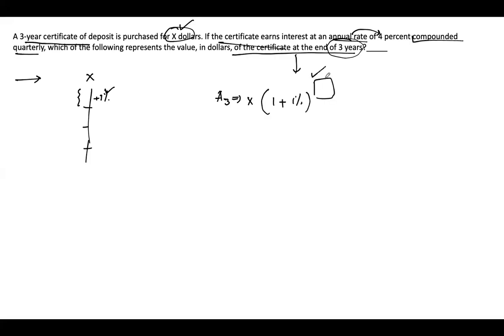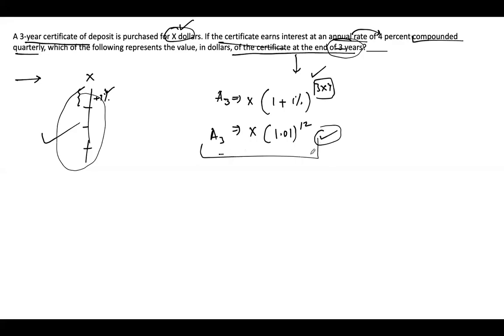of the number of compounding periods. In one year, there will be 4 compounding periods. With 3 years, there will be 12. So X times 1.01 to the power 12. Is this what you got? Yes. Okay, good.